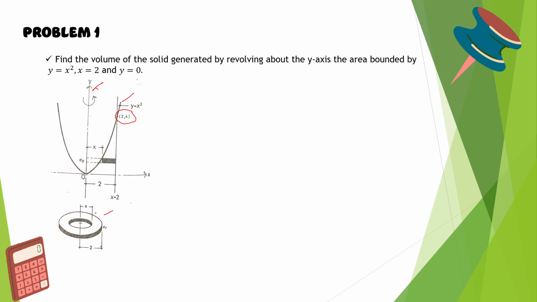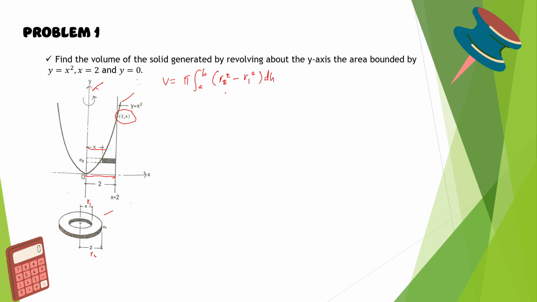From here, the value for this one is 2, and from here the value is x. That's why the first r is equal to 2. This is the bigger radius, r2, and this is r1. So to get the volume, V is equal to pi times the integral of r2 squared minus r1 squared dh.